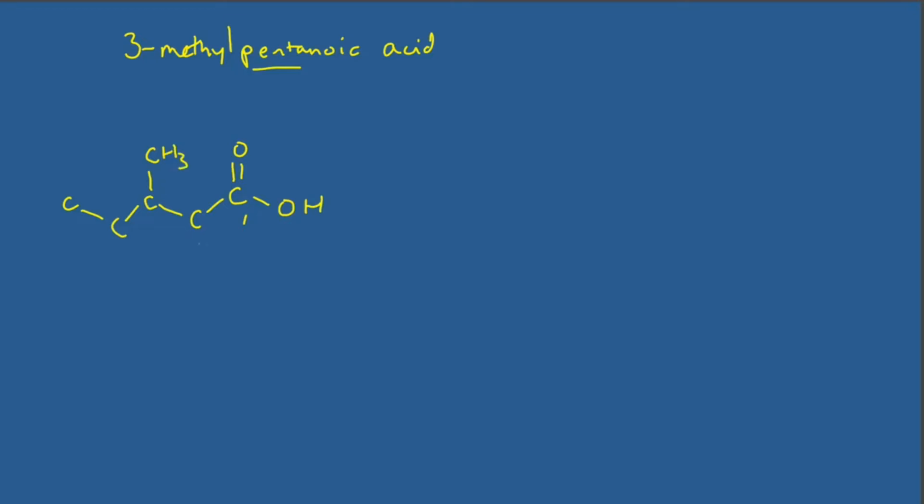So now we've got to festoon the rest of this with appropriate numbers of hydrogen. So that's going to be CH2, that's going to be a CH2, and this terminal one over here is a CH3. So 1, 2, 3. This is the methyl, 3-methylpentanoic acid.